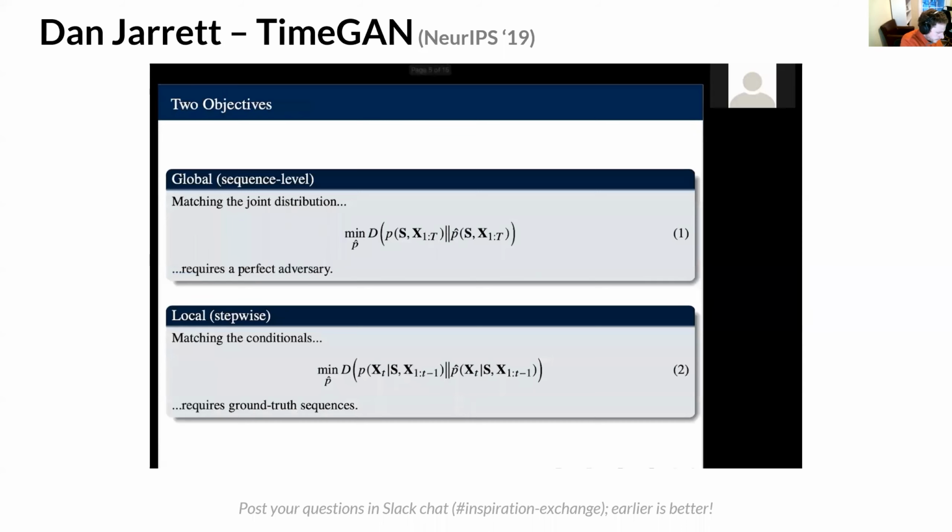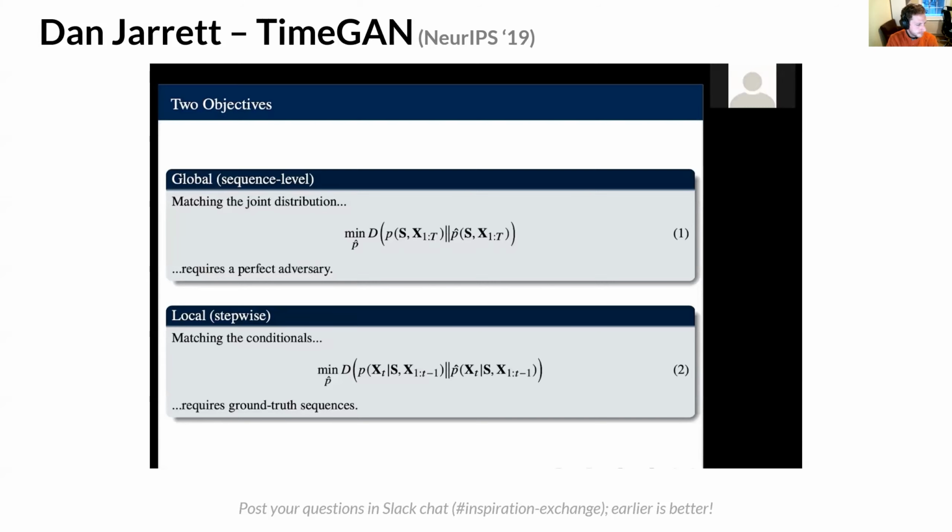So let's put the two and two together. We'll start with a GAN. This is the global sequence level objective, right, of matching the joint distribution of all time steps together. Now, if you want to get this interpretation of minimizing the JS divergence, you will need to assume that you can get reasonably close to having an ideal discriminator. This is, again, not easy.